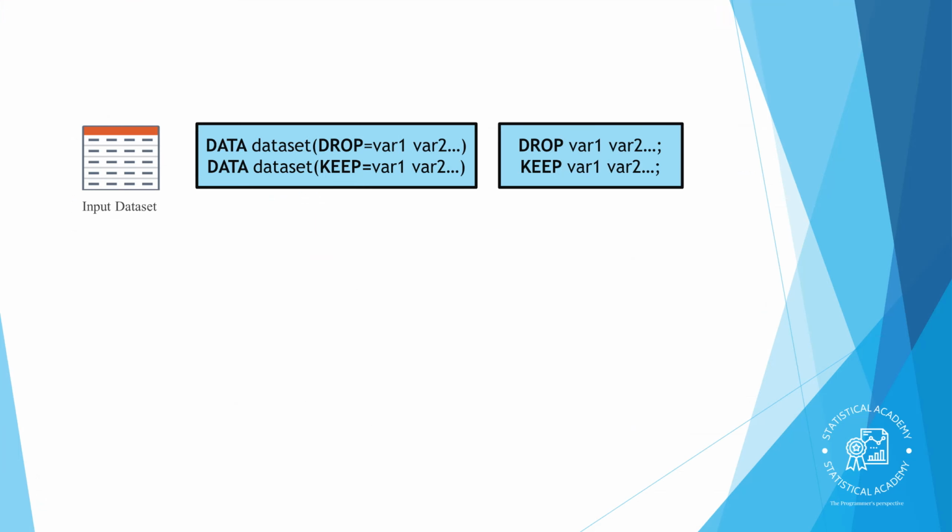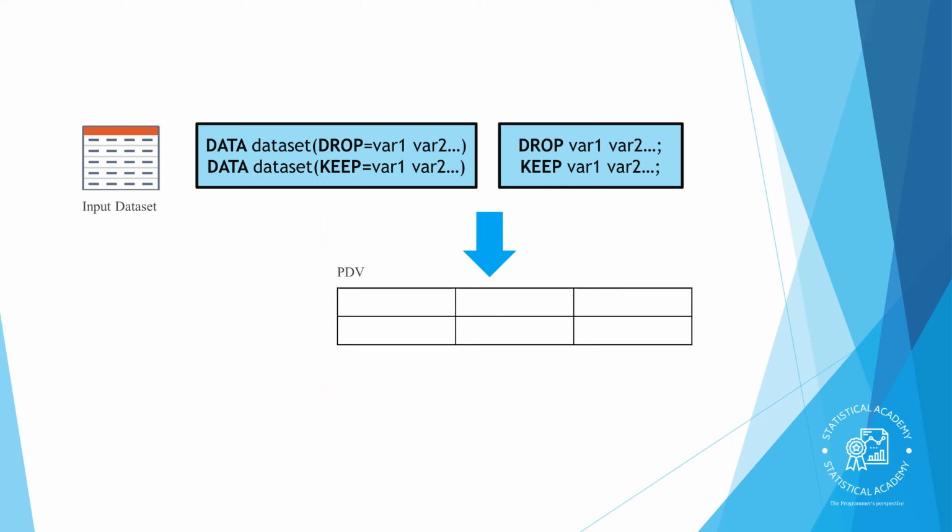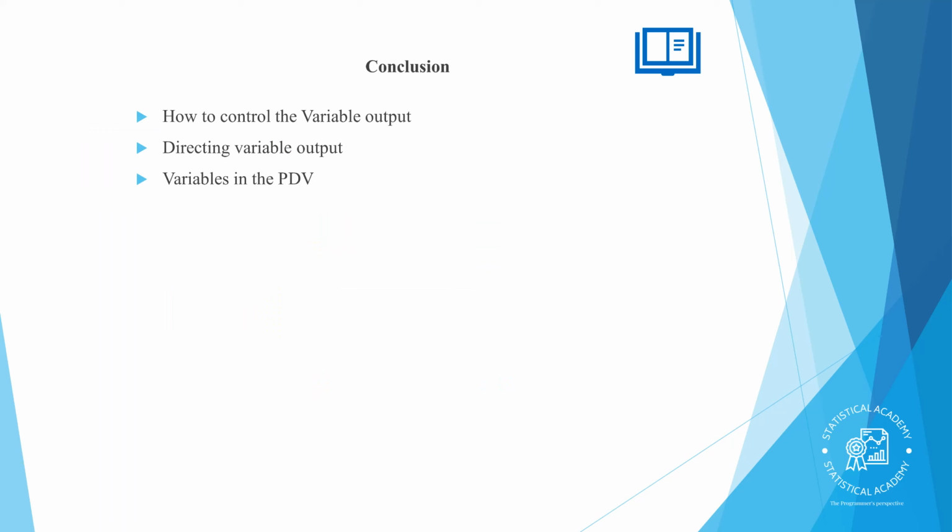When you use a drop or keep statement or a drop equal or keep equal dataset option in the data statement, the variables are included in the PDV and can be used for processing. They are flagged to be dropped when an implicit or explicit output is reached. So in conclusion, this video has covered topics including how to control the variable output, directing variables output, and variables in the PDV.